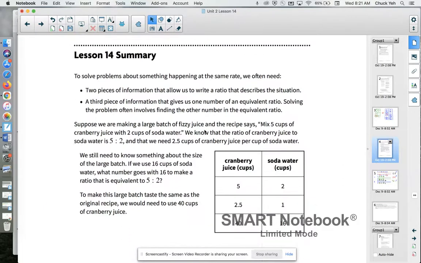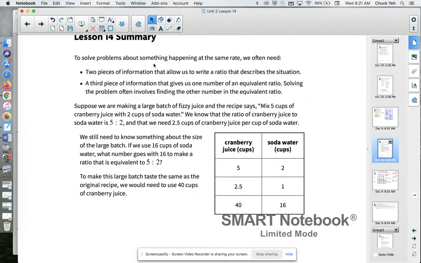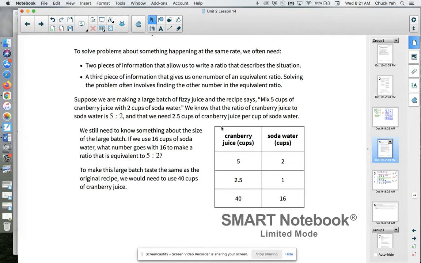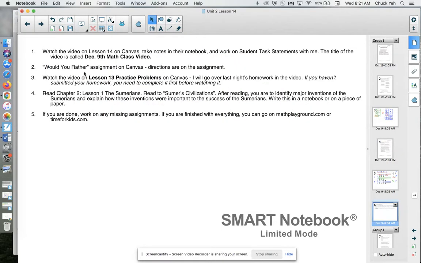Lesson 14 summary. To solve problems about something happening at the same rate, this is what we often need. So go in and read that. Have a chance to read that. All right. This is what you're going to be doing. So we did number 1 already. We watched the video. You took notes. You worked on the student task statements with me. Next, you're going to do the would you rather assignment. The directions are on the assignment. Okay, it's going to be in Canvas. I'm going to post it right now.